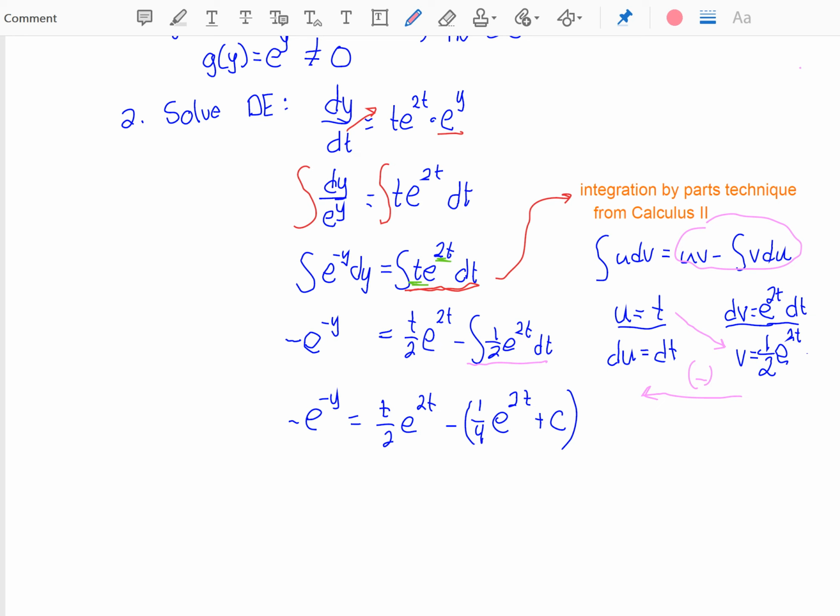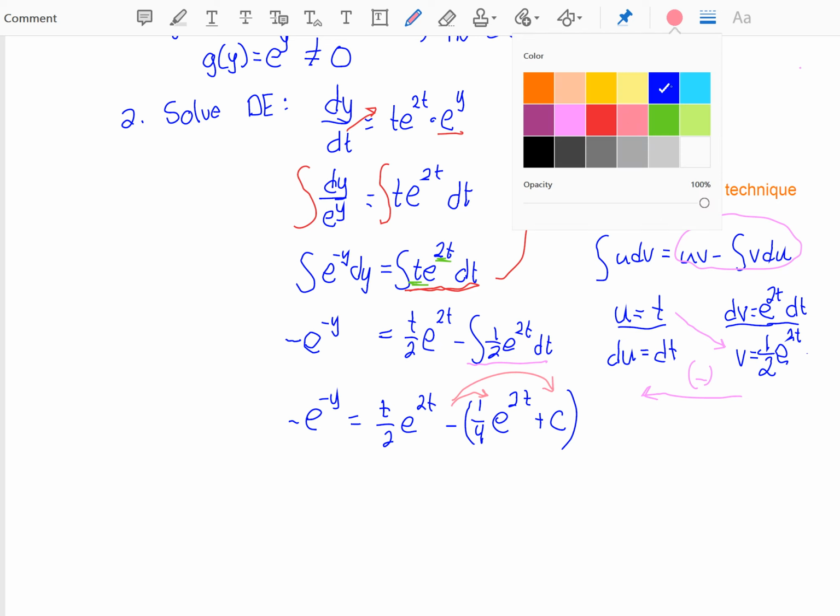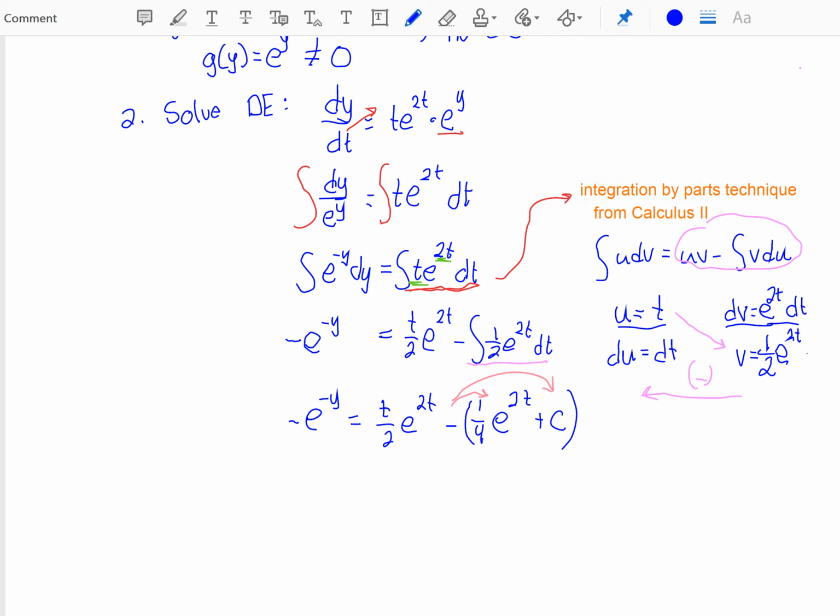Let's continue to solve this for y. Maybe we could distribute this negative sign in the parentheses just to make it look a little simpler. And write this as negative e to the negative y equals t over 2 e to the 2t minus 1/4 e to the 2t. And then negative times c would be negative c. But if c is an unknown constant, negative c is an unknown constant. And I still just write it plus c.